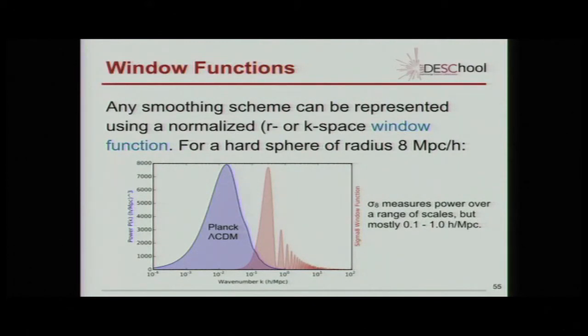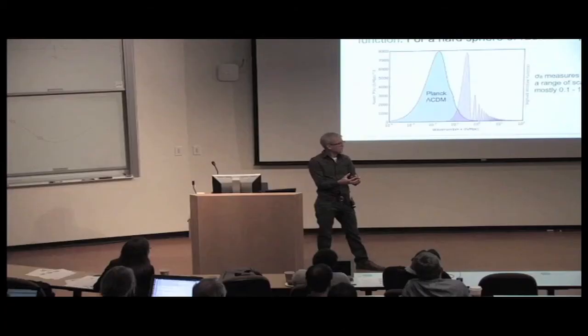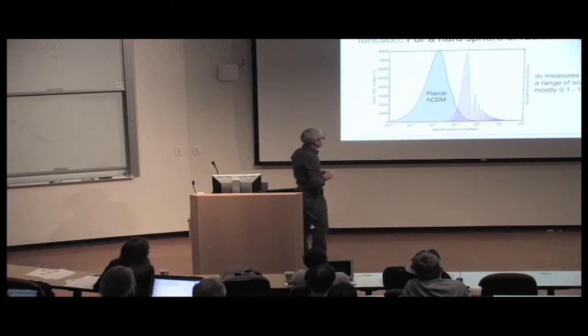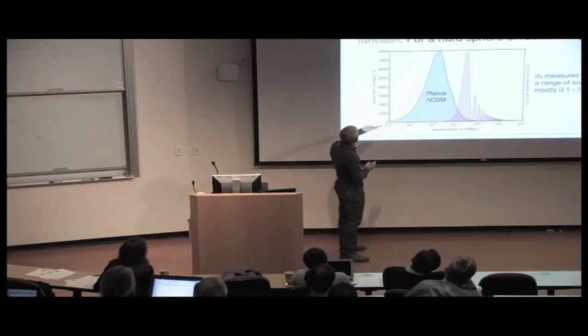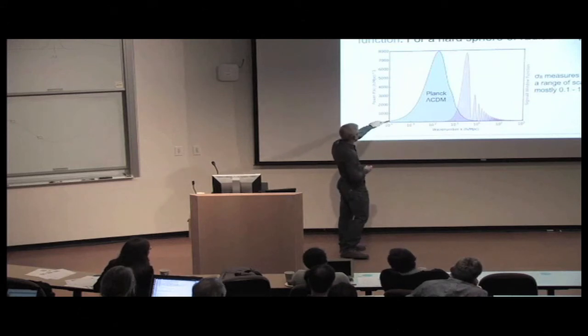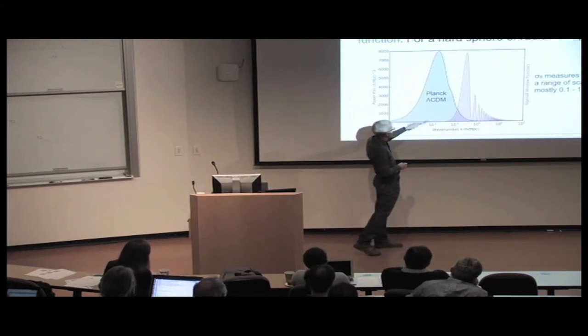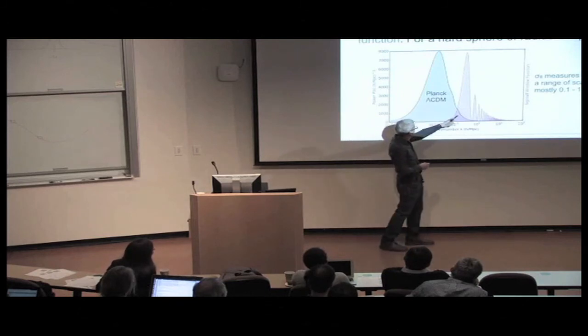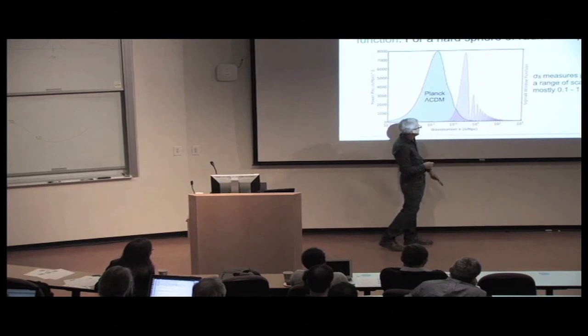But sigma 8 doesn't measure the total variance, it measures the variance in these 8 megaparsec over h spheres. Any smoothing scheme you come up with, you can represent as a weight function, or we usually call them window functions. They have to be normalized, and you can write them down either in R space or K space. For the window function for measuring sigma 8, in R space it's very simple: it's 1 as long as you're inside the sphere, and then it goes immediately to 0 outside the sphere. If you take the Fourier transform of that and plot it, overlay it, this is not that delta squared, this is the one with dimensions. And the corresponding thing that you need to weight it by to measure sigma 8 is shown there.